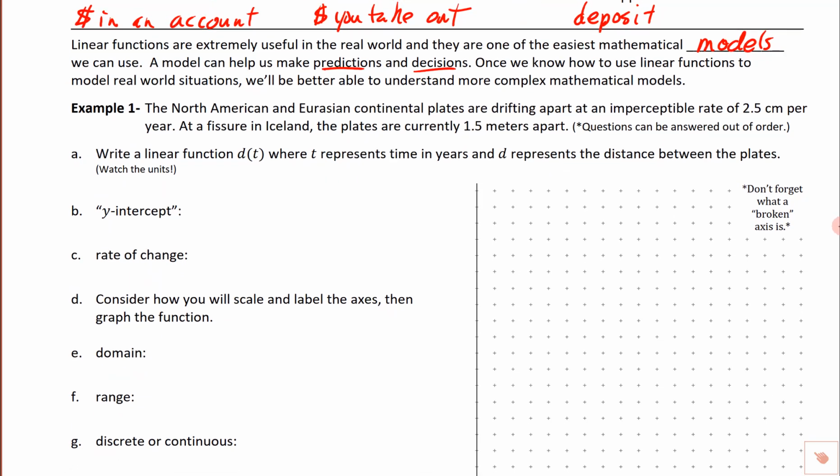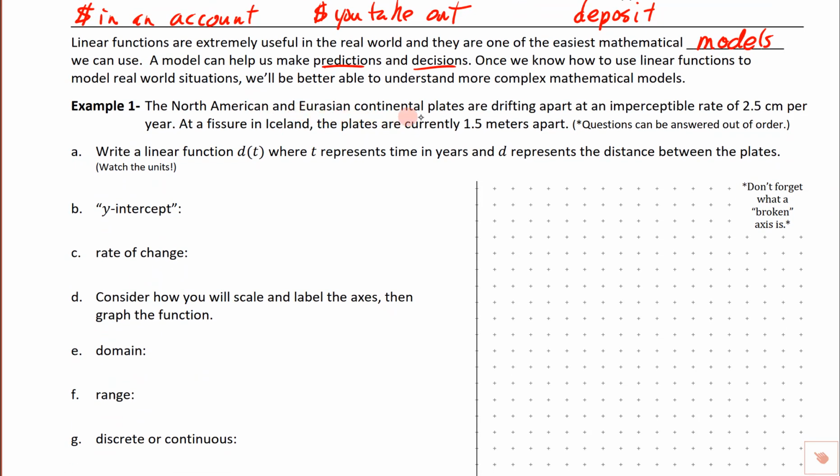On example 1, it says the North American and Eurasian continental plates are drifting apart at an imperceptible rate of 2.5 centimeters per year. At a fissure in Iceland, the plates are currently 1.5 meters apart. And like all the other questions that we've been dealing with lately, if you need to skip around so that you can answer these, that's totally okay. It's not like A has to be done first. There are times where you might want to do some before that, but not every single time. So it says write a linear function d of t where t represents the time in years.